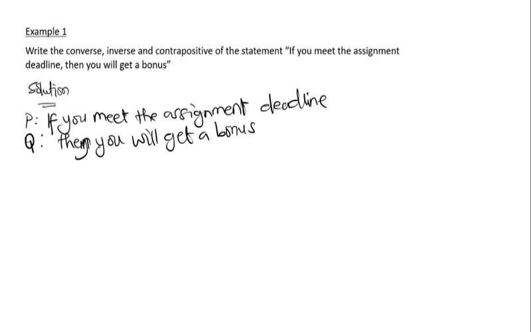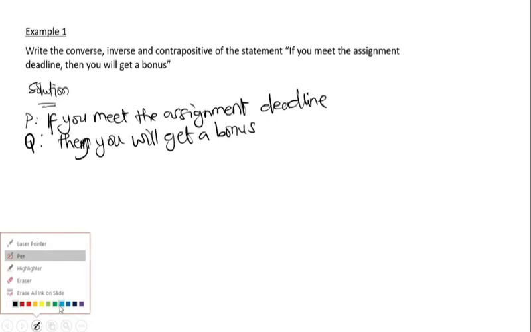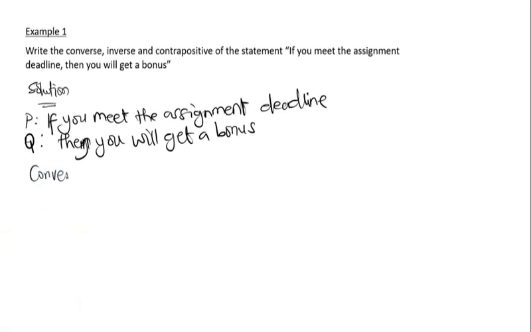Now that we have these two statements, let's write the converse. The converse of this statement is Q implies P. So Q implies P can be written as we bring Q first, then we put a comma, then we add P. So the converse of this statement, Q implies P, is written as: if you get a bonus, then you have met the assignment deadline. I'll say it again. The converse of the original statement P and Q that we have is: if you get a bonus, then you have met the assignment deadline.